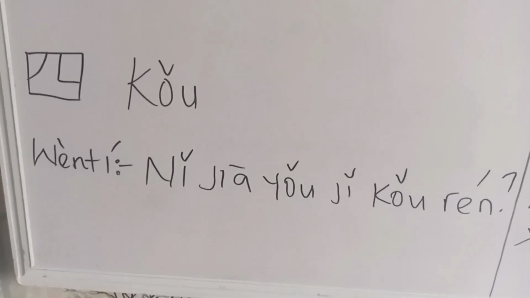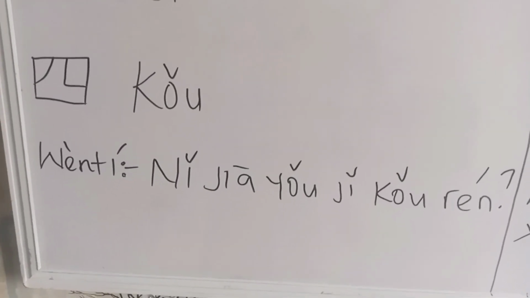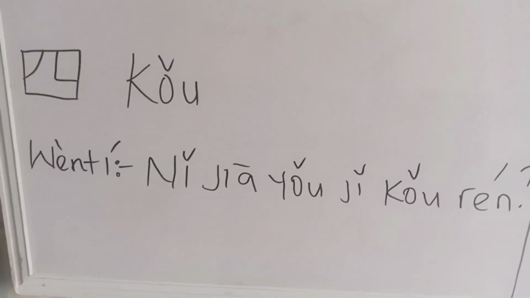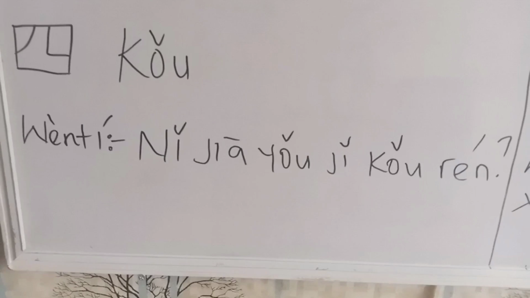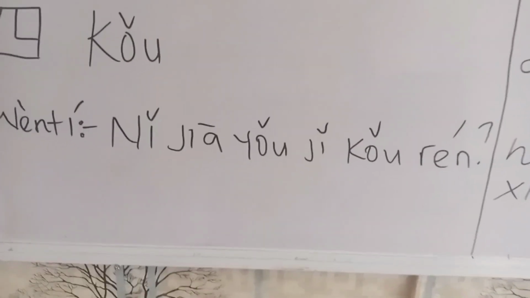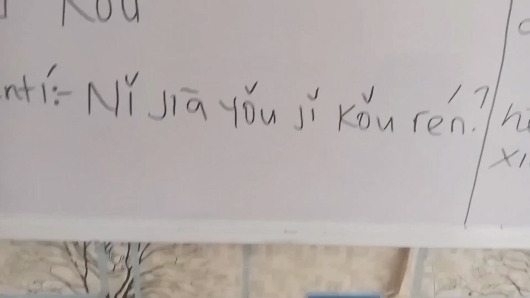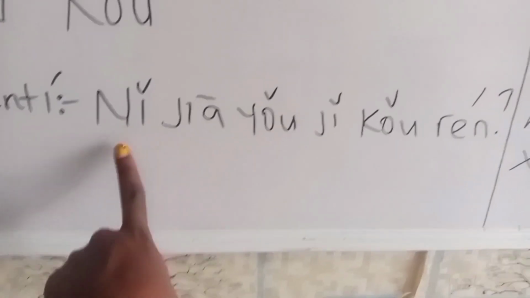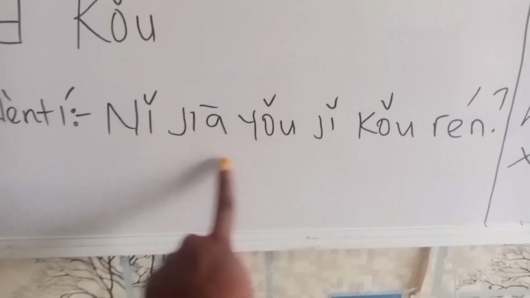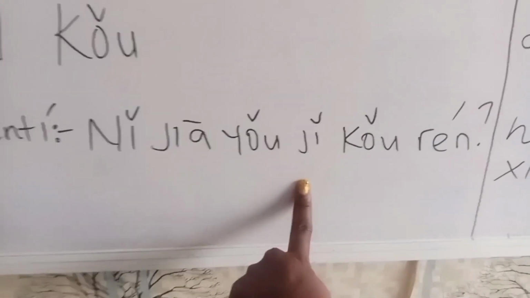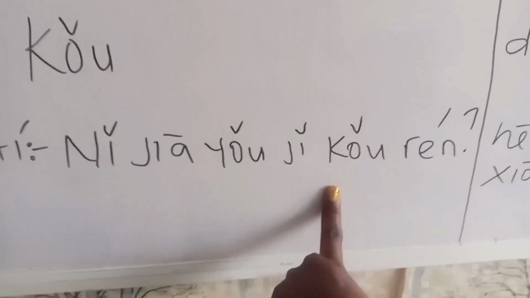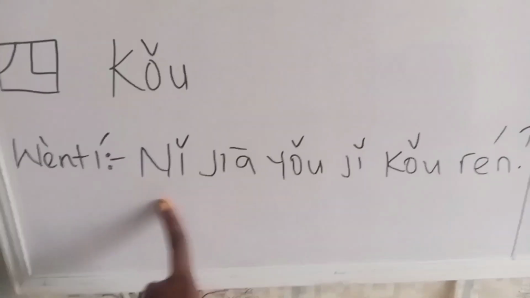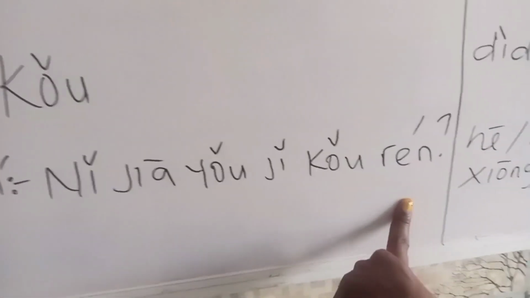I put this one last because it is a bit complex. Kou is the measure word for members of a family. Only members of a family. 你家有几口人? This means your family has how many members? 你 is you. Jia is family or home. You is to have. Ji is how many. Kou is the measure word. Ren is person or people. So your family has how many people?